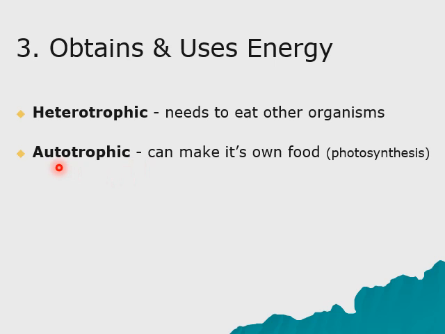And the other term is autotrophic, auto meaning self. So this is a self-feeder. So this is an organism that can make its own food.